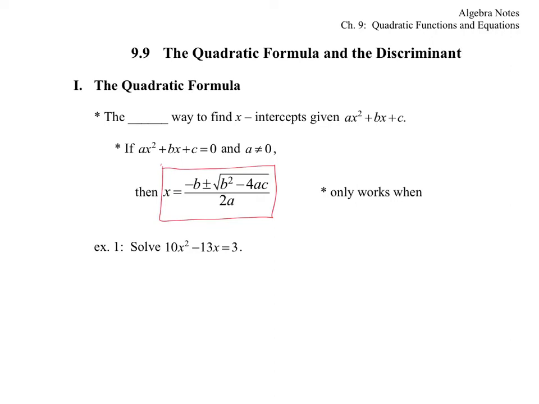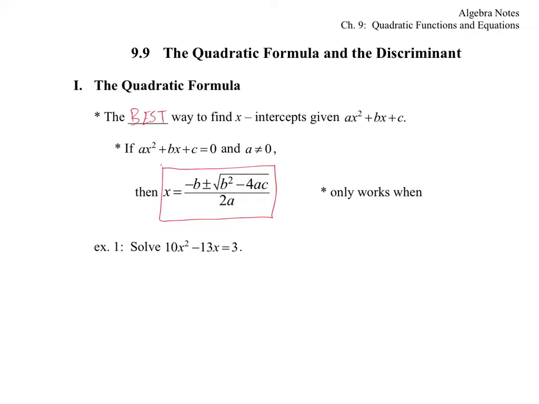And I would probably argue it's the best way to find the x-intercepts if you have one of these quadratics. You can do the factoring, you can do the graphing, if you have square roots for sure, if you don't have this bx term. But for the most part, this is going to be the way people used to find it in the real world.